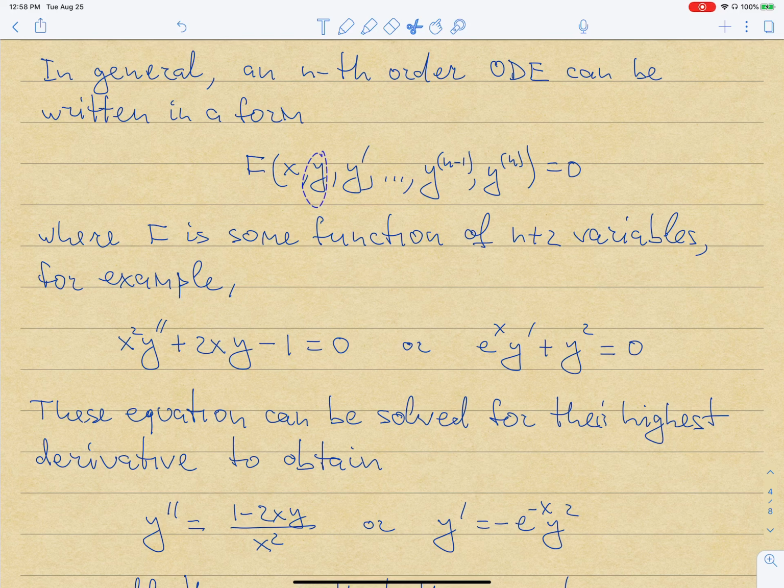So for example, capital F might have this form or that form. Just on the left-hand side, you have any function of x, y, and derivatives of y. This, by the way, is a second order ODE. This one is a first order ODE.